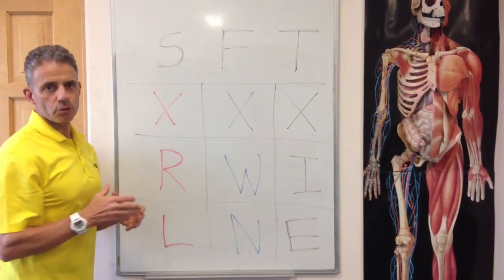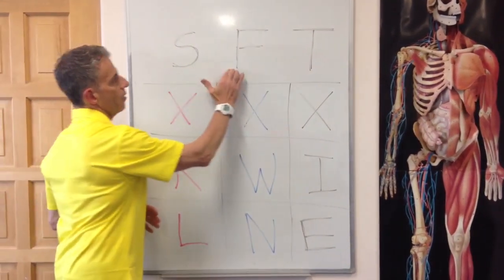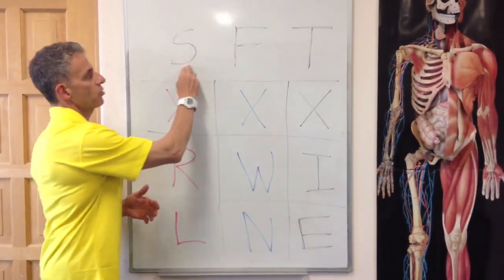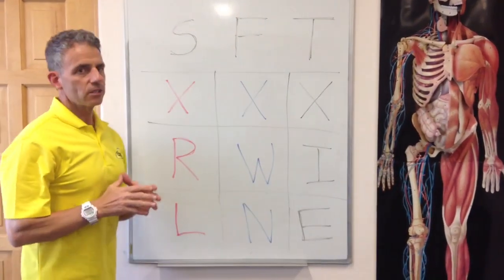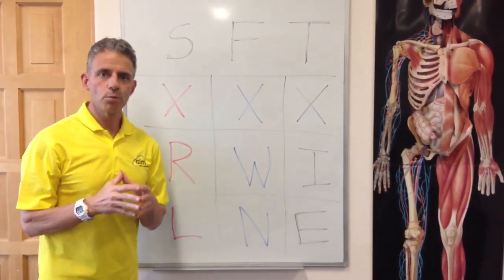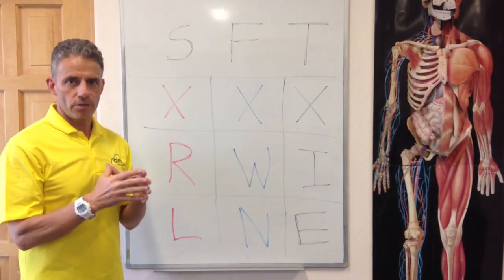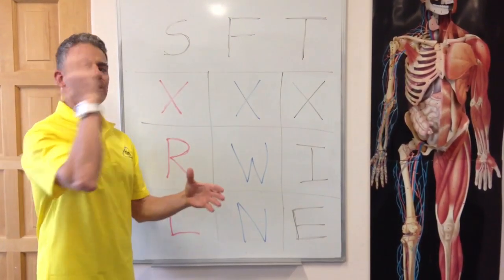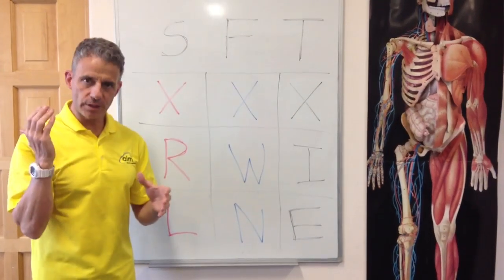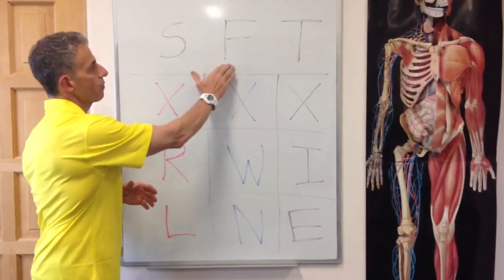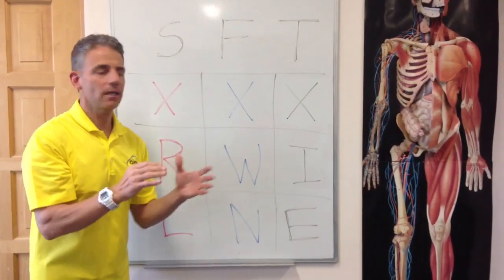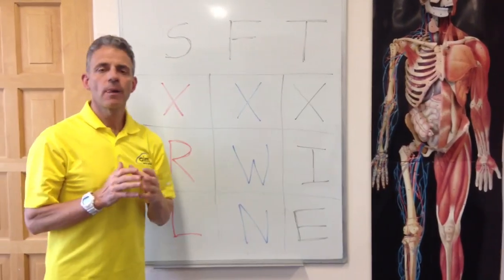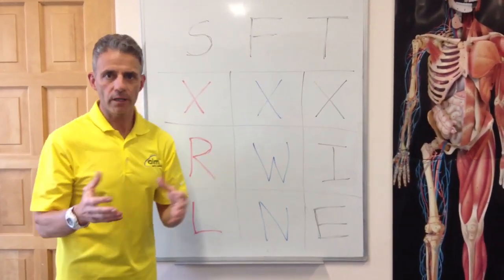Let me explore this with you quickly. SFT stands for sagittal, frontal, and transverse. Simply speaking, sagittal plane is a directional term that allows us to understand an anterior-posterior direction. Frontal means side to side, and transverse means turning, and that's both right and left.